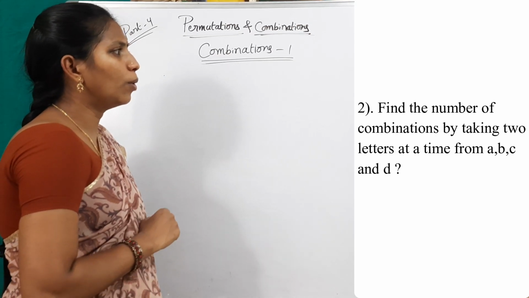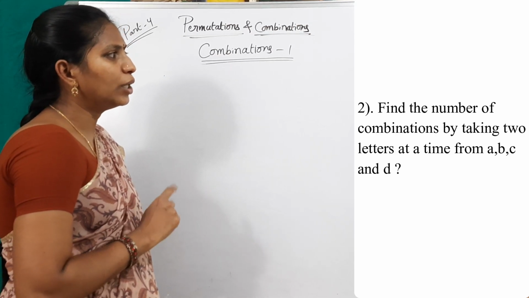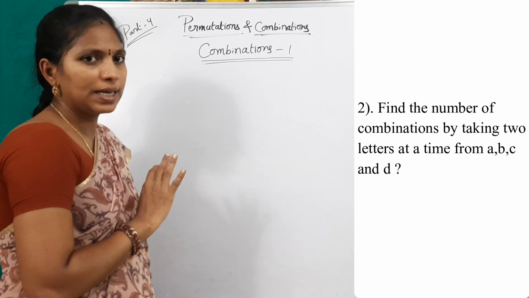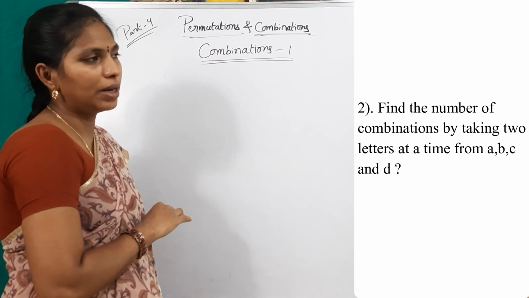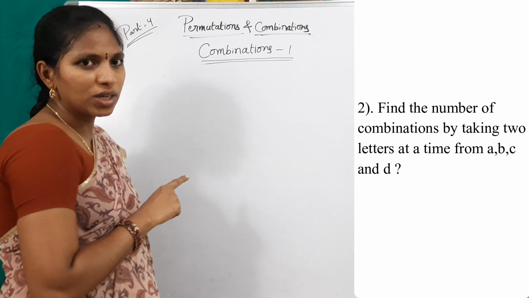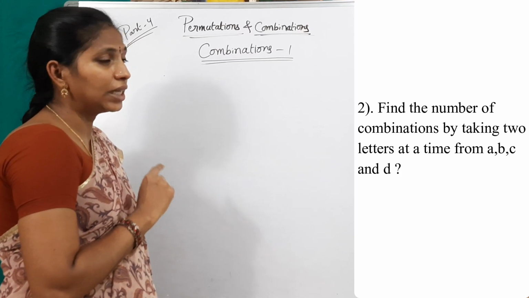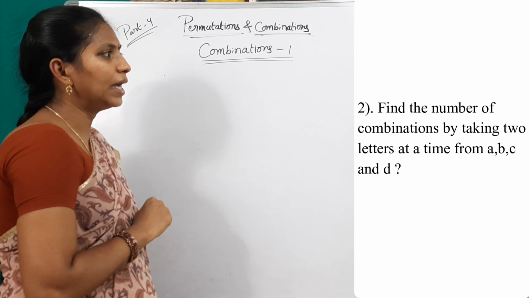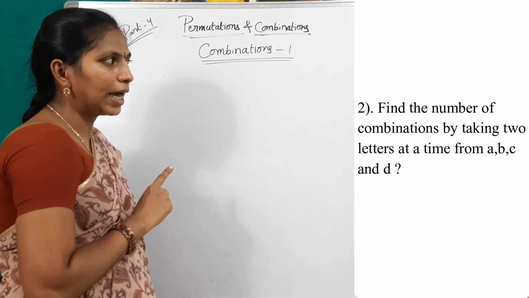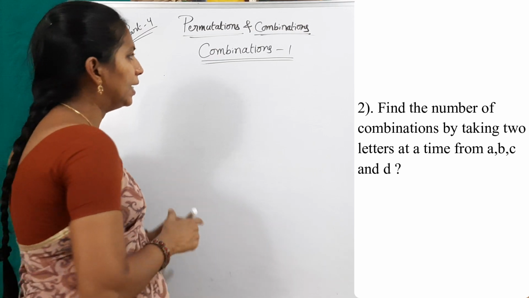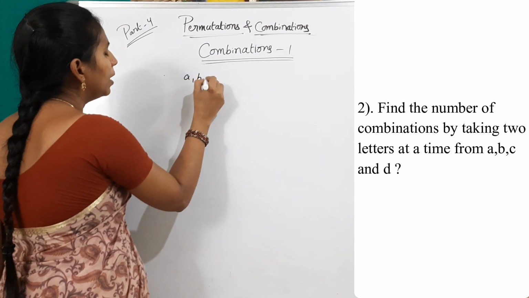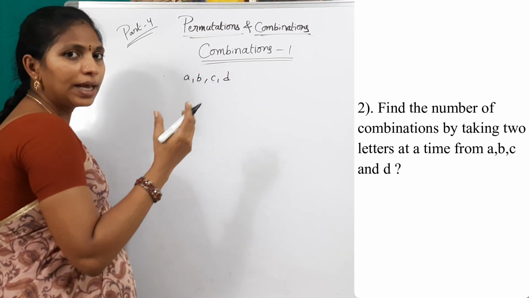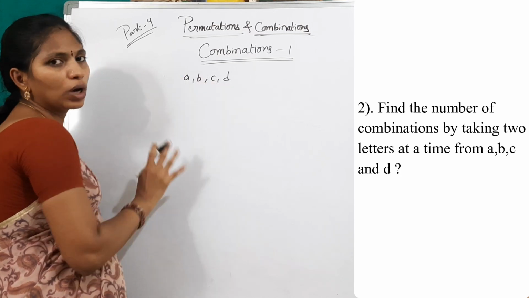Now see the second question. Find the number of combinations by taking two letters. By taking means here selection. Selection is nothing but combinations. Already in the question they have mentioned that it is a combination. Find the number of combinations by taking two letters at a time from A, B, C, D. Take two letters from these four letters.